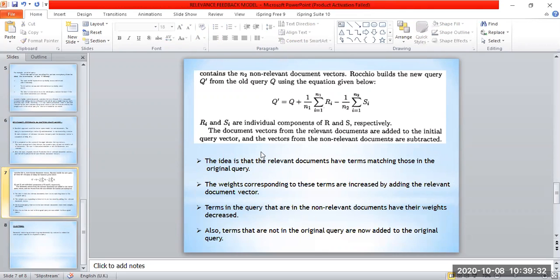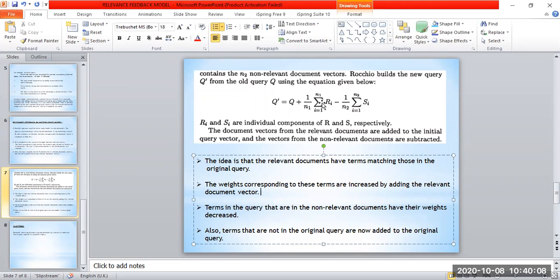Okay. So obviously the relevant documents will have the terms which are there in the query, isn't it? And the non-relevant documents which are retrieved may not have the terms which are relevant to the query. So what will happen is the weights corresponding to these terms are increased by adding the relevant document vector.